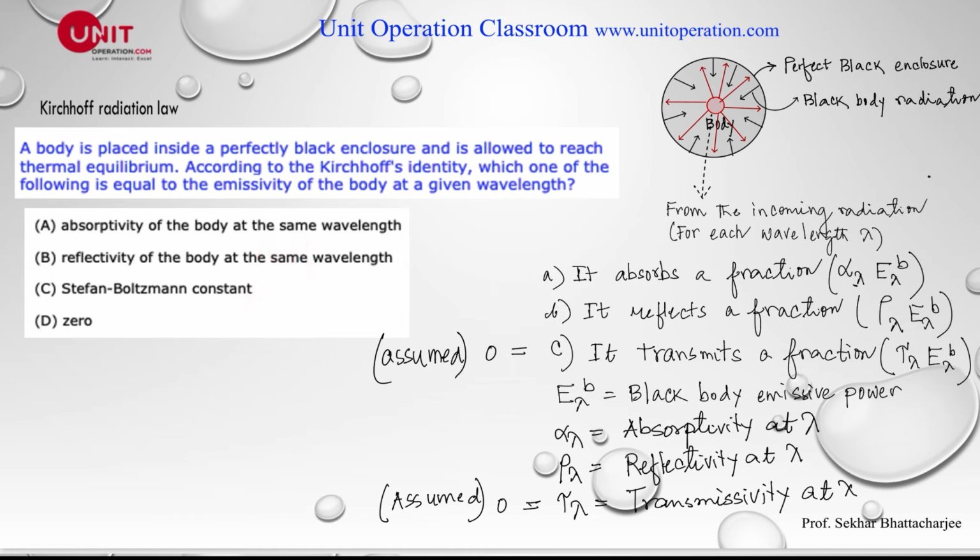The Stefan-Boltzmann constant relates to total emissive power, so we'll discuss that when the opportunity comes. And of course, this is not going to be equal to 0, so this is not correct. This is not correct. This is not correct. This one is the correct option A.